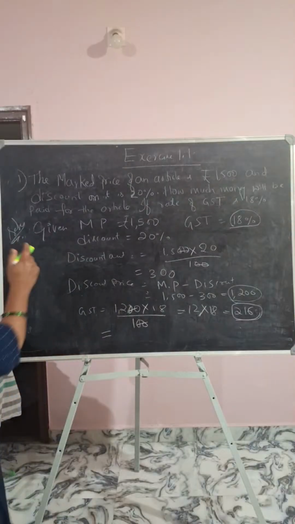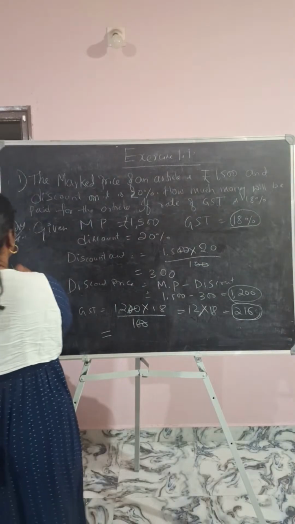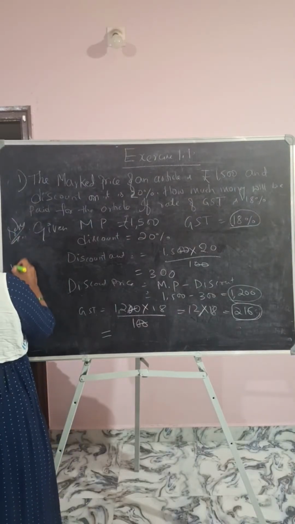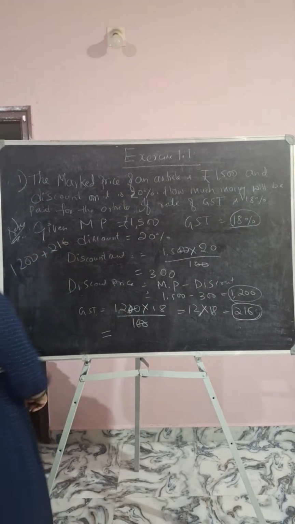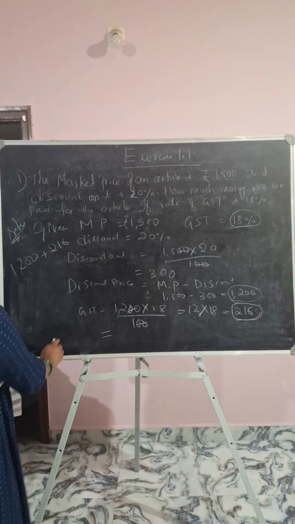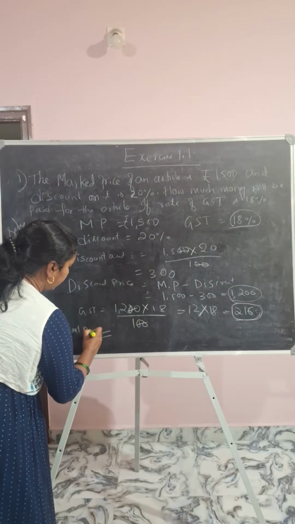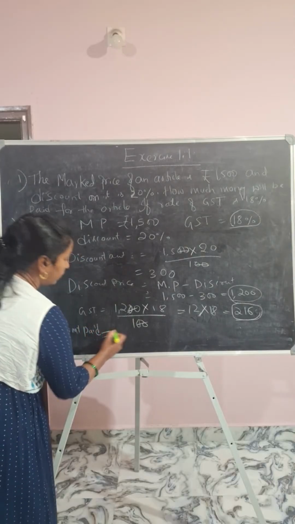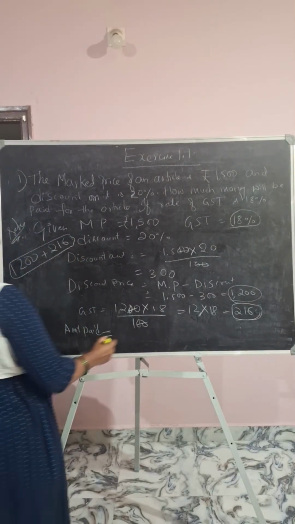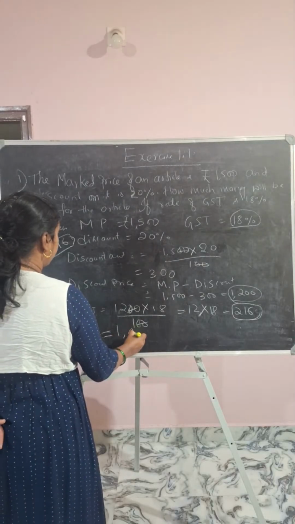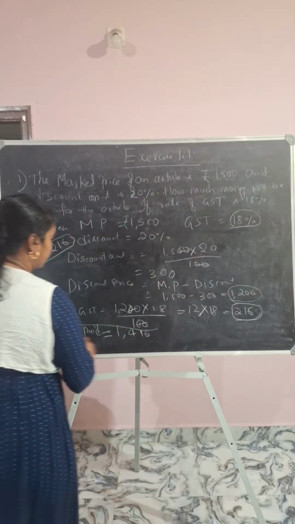So see the question, how much money will be paid for the article? That means 1200 plus 216. So the amount paid is equal to 1200 plus 216, that is 1416. This is the final answer.